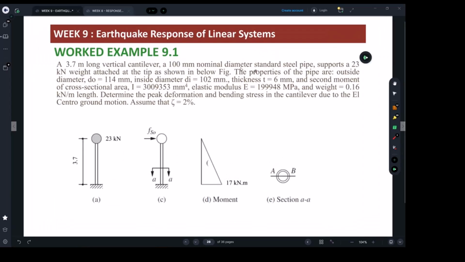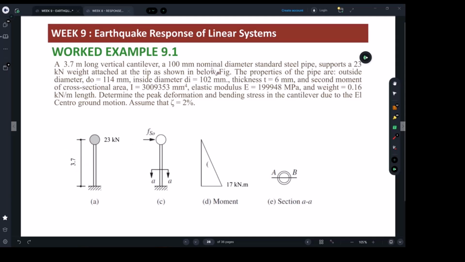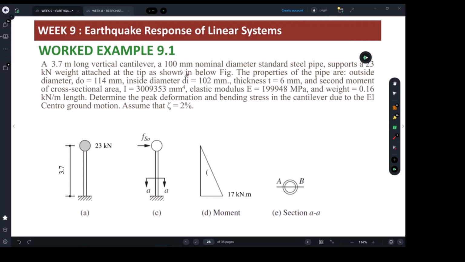So what we have here is this tower with a mass of 23 kilonewtons, and the height of that tower is 3.7, and the diameter is quite small, so just this very small steel pipe, 100 mil diameter steel pipe supporting the mass. And what else we have? The properties of the pipe.